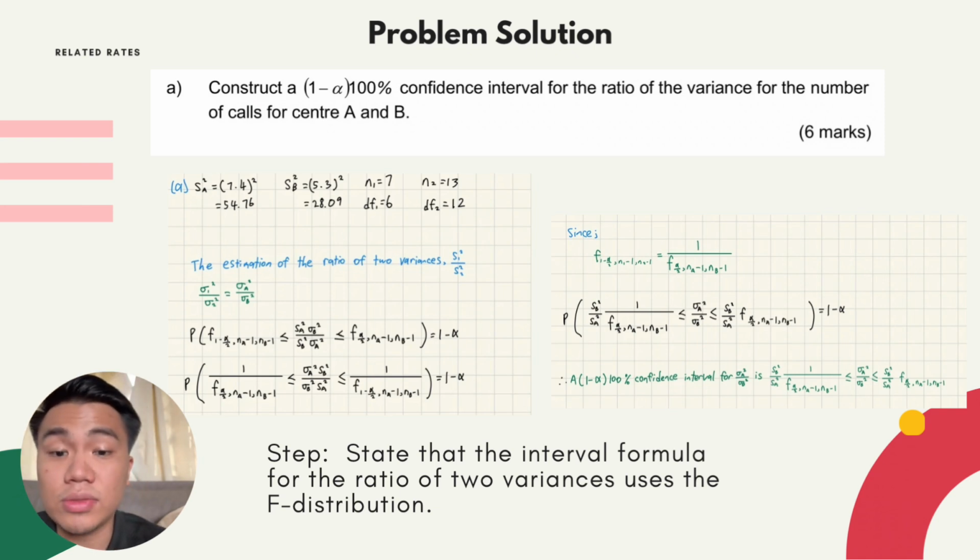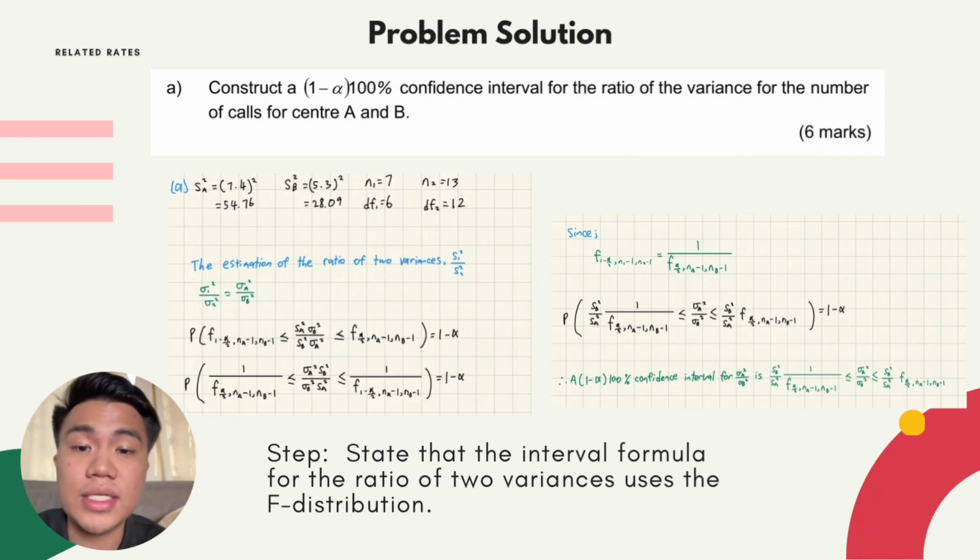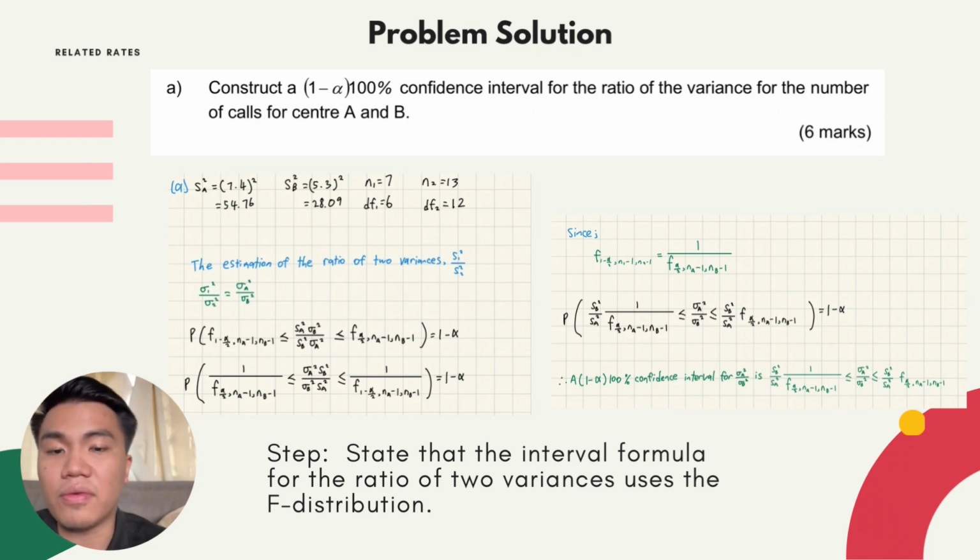My work then shows the derivation of the confidence interval for the ratio of two variances. I started with the pivotal quantity, SA square over variance A square over SB square over variance B square, which follows an F distribution. I place the statistic between its two critical values, F1 minus alpha over 2 and A minus 1 and B minus 1, and F alpha over 2 and A minus 1 and B minus 1.